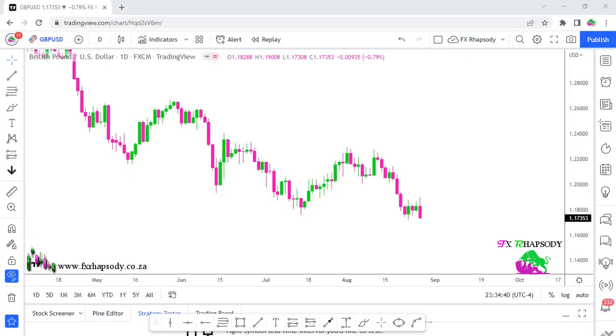Today we're looking at two currency pairs again: British pound, US dollar, and then also the euro, US dollar.